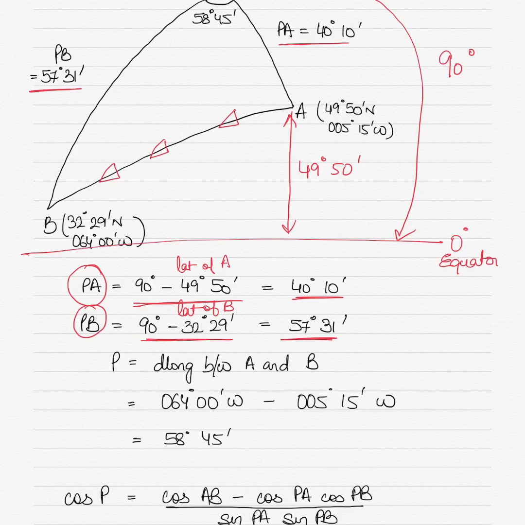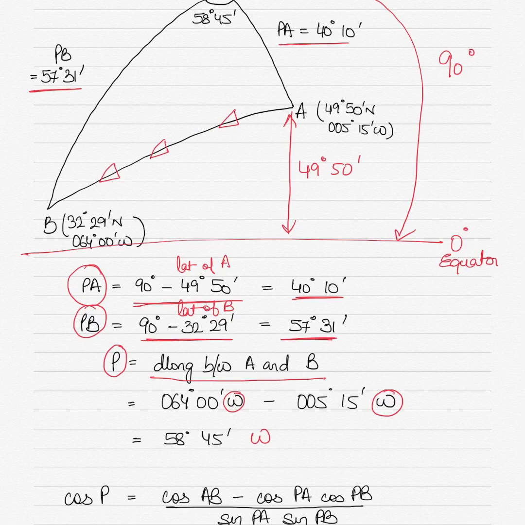Finally, you calculate angle P in the triangle PAB, where P is the D long between the positions of A and B, so the D long between the longitude of A and the longitude of B. Because both the longitudes are the same name, that is both of them are west, the D long will be the difference of the smaller number from the bigger number, which is 58 degrees 45 minutes. And it will be west because we are going from A to B, so we are going westerly.